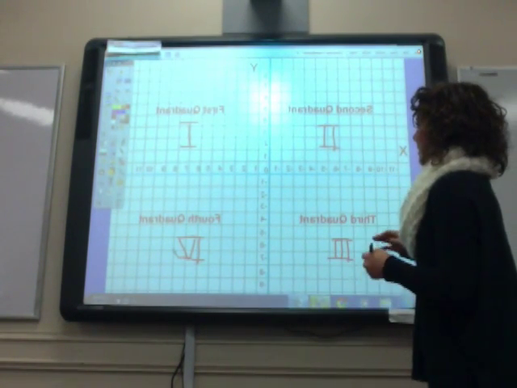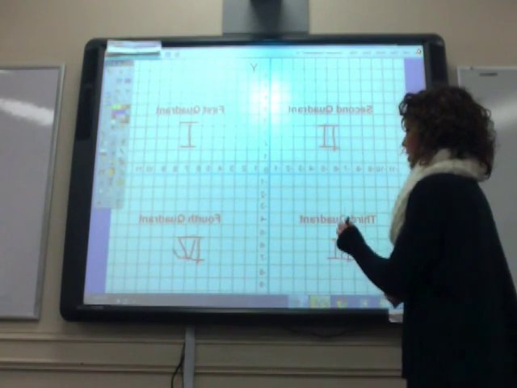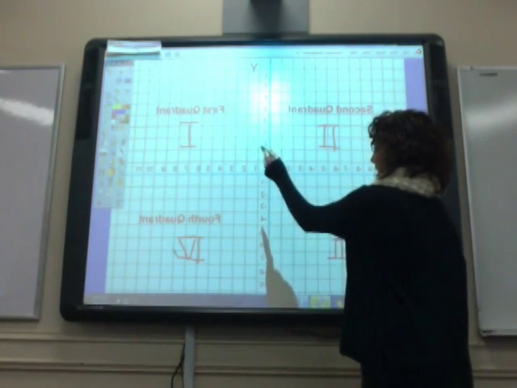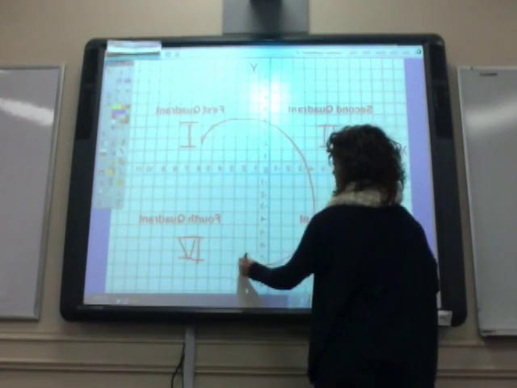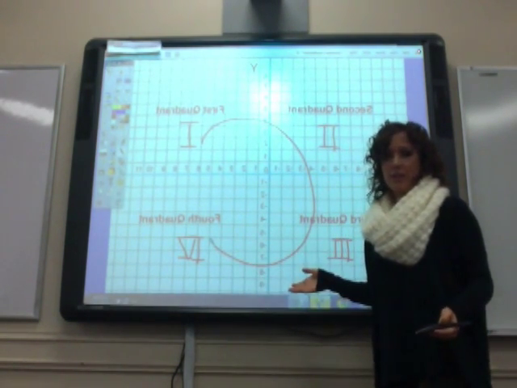And an easy way to remember how to label them is you go counterclockwise, and that creates a C for the Cartesian coordinate system.